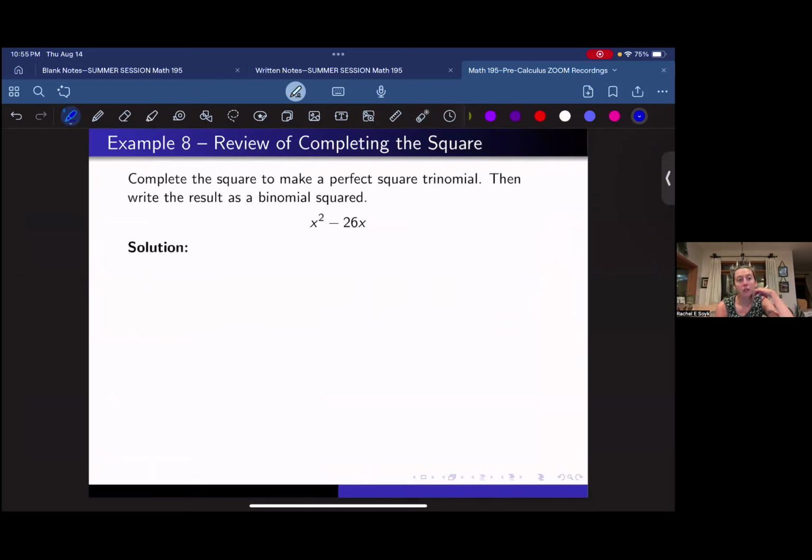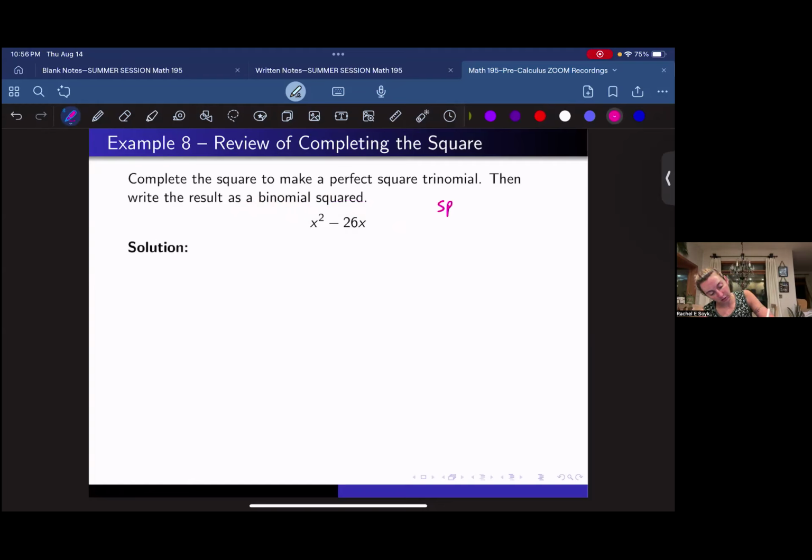Example 8. Let's practice our completing the square. So we want to complete the square to make this a perfect square trinomial, and then write the result as a binomial squared. So all we have to do is find that manipulative constant c that technically we would add to both sides, but because this is an expression, we just have to add it once.